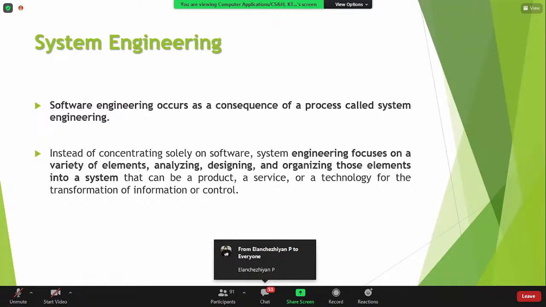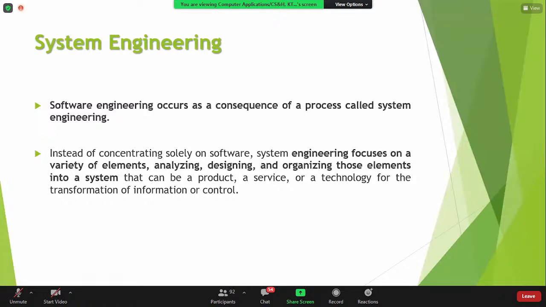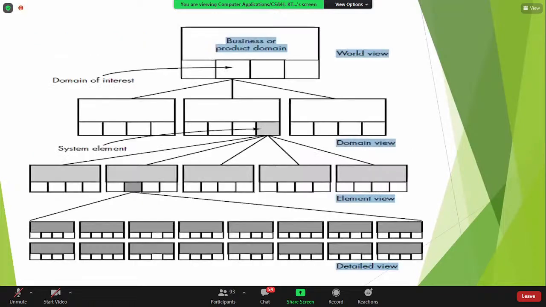Like that, system engineering focuses on a variety of elements, analyzing, designing, and organizing. The thing for which they are organizing and designing can be a product, or to complete a service, or a technology for transformation of information or control. See here how system engineering is looking at the problem. They have 4 types of views. The first one is the world view, second is the domain view, third is the element view, and fourth is the detailed view.